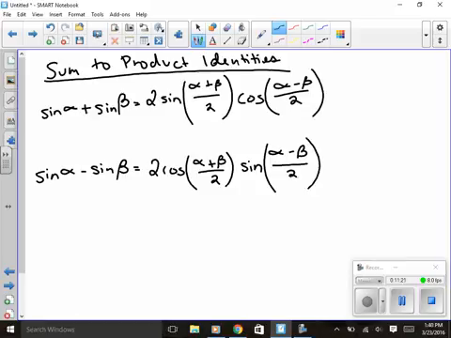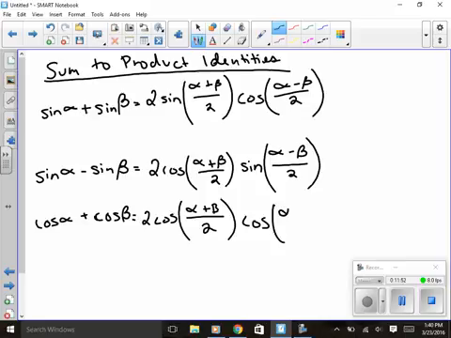Now, again, order does matter, so make sure you know order does matter, whether you're adding or subtracting. So if I'm adding 2 cosines together, I've got 2 cosine alpha plus beta over 2, and then cosine alpha minus beta over 2.